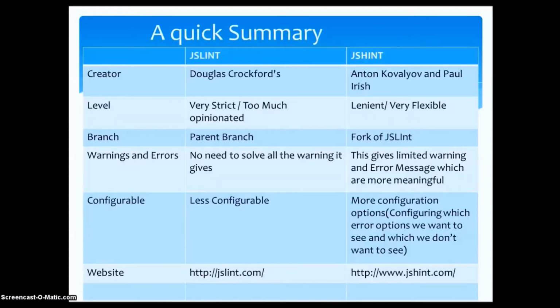A quick summary: JSLINT, JSHINT, creator Douglas Crockford, Anton, level very strict, which is JSLINT, and JSHINT is lenient. When we talk about branch, JSLINT is the parent branch, JSHINT is a fork out of JSLINT. Warnings and errors: no need to solve all the warnings it gives because it is more strict. And JSHINT gives limited and meaningful warnings. Configuration wise, JSLINT has fewer configurations and JSHINT is much more configurable. The websites available for JSLINT and JSHINT are jslint.com and jshint.com.